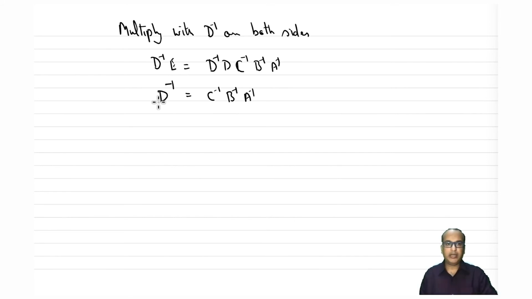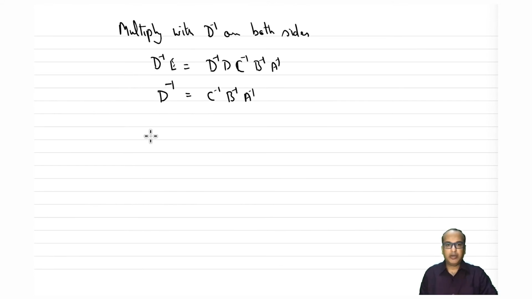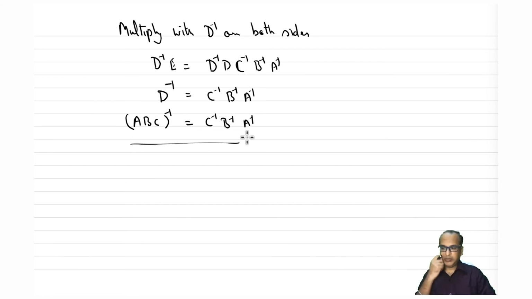And we started with the assumption that A, B, C is equal to D. Product of these three elements is equal to D. So we can now replace this as (A, B, C) inverse equals C inverse, B inverse, A inverse, right? So that's very easy to see. So this is one important property that we'll be using every now and then in various things. So that's why I thought it is better to show it.